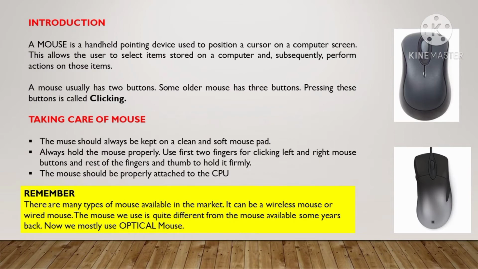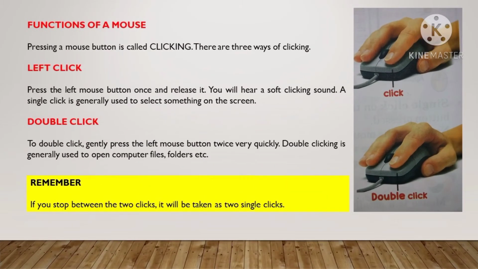Functions of a mouse. Now let us see the functions of mouse. Pressing a mouse button is called clicking. There are three ways of clicking: left click, double click and right click. Now let us see about the left click.